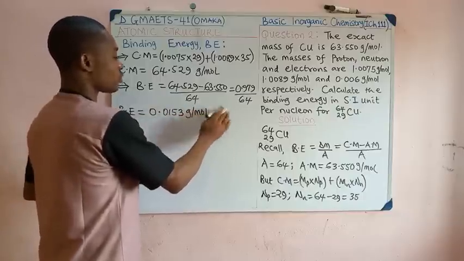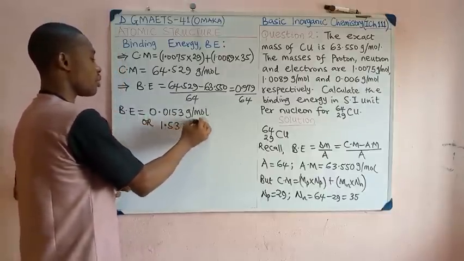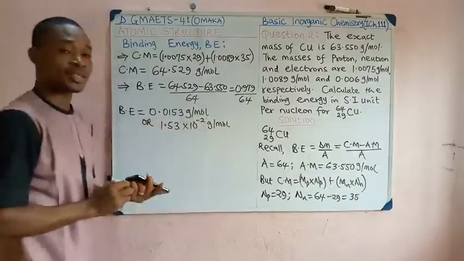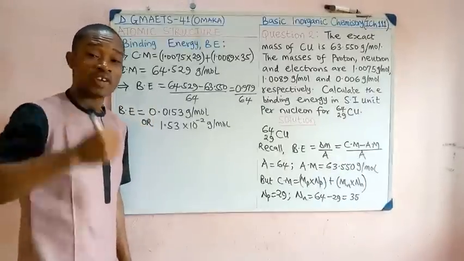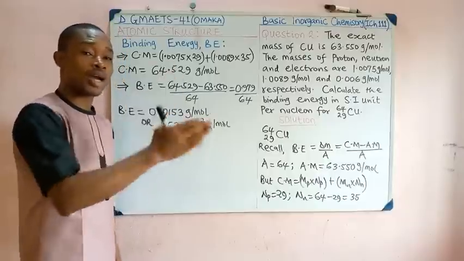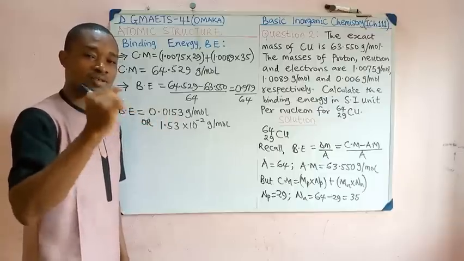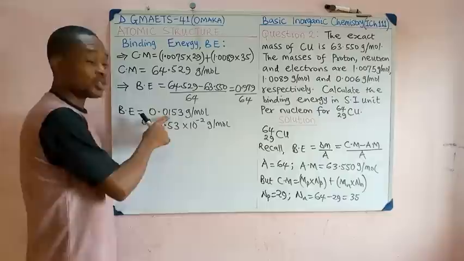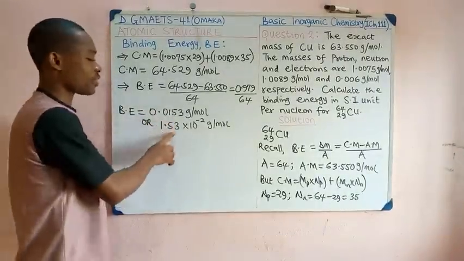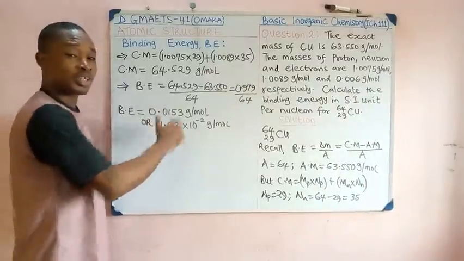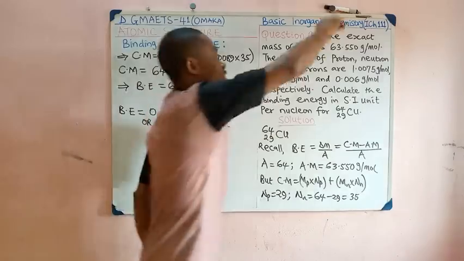Let me put this in standard form: this is 1.53 times 10 raised to the power minus 2 grams per mole. How did I get this? I moved the point 2 times. If you want to write in standard form, the first non-zero digit must be between 1 and 9: 1, 2, 3, 4, 5, 6, 7, 8, 9. Here it is 1. So you move your point 2 times, and it comes between 1 and 5, 3. Since you moved your point 2 times to the right, you multiply by 10 raised to the power minus the number of times you moved your point.